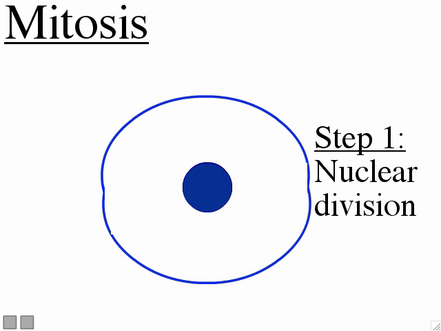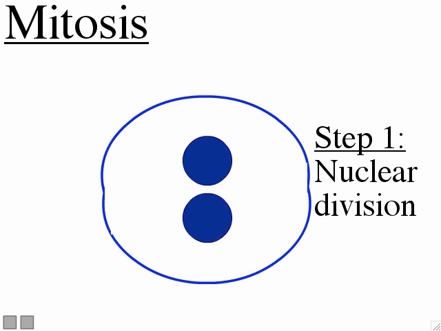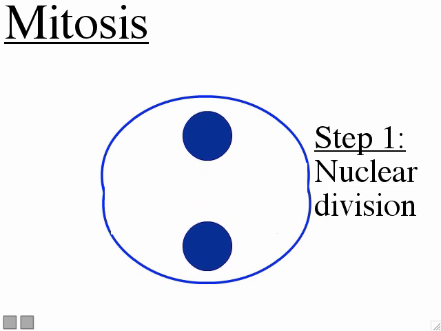Some people say that the two divided nuclei move to opposite poles of the cell. Anyway, so here's what nuclear division looks like. Basically, the nucleus splits in two, and the two nuclei move to opposite poles of the cell.